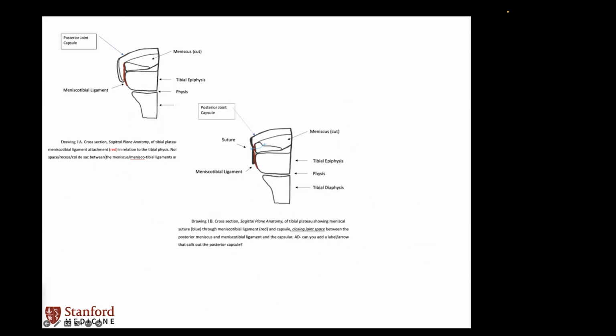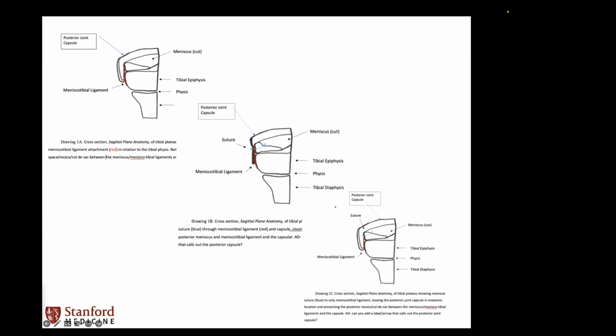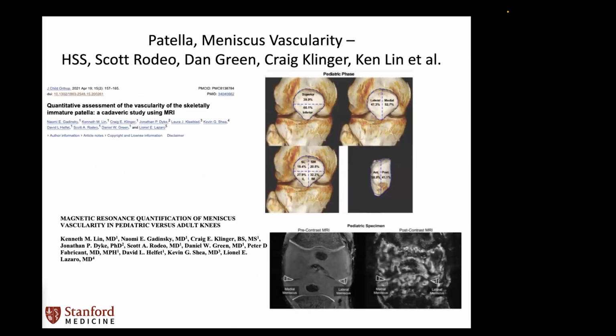So just to summarize, here's that capsule space, that red meniscotibial ligament complex. Here's how we're taught and how we do most, essentially all of our meniscus repairs. We pin the meniscus posteriorly to the capsule. And I'm beginning to wonder if maybe we want to change the way we do meniscus repairs. So a lot of work to come on this.